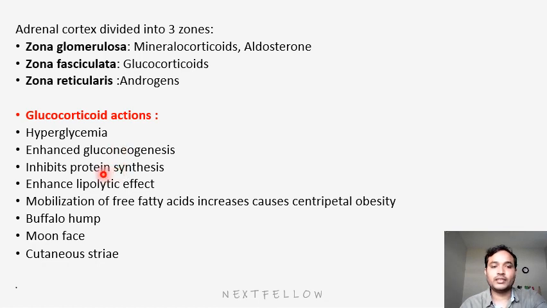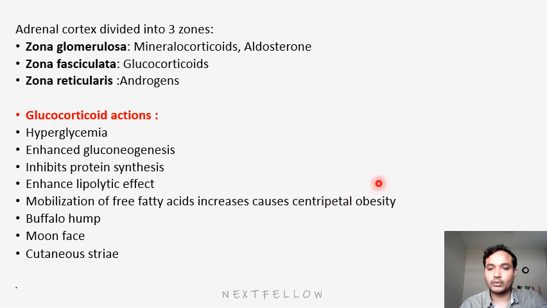Next one is they inhibit protein synthesis. That is on protein. They will inhibit protein synthesis, and on lipids, they will enhance the lipolytic effect. That means they will break down the lipids and mobilize free fatty acids from the center to the periphery. That means centripetal obesity: they increase mobilization of fatty acids all over the body, and they will deposit in different parts of the body, leading to centripetal obesity.